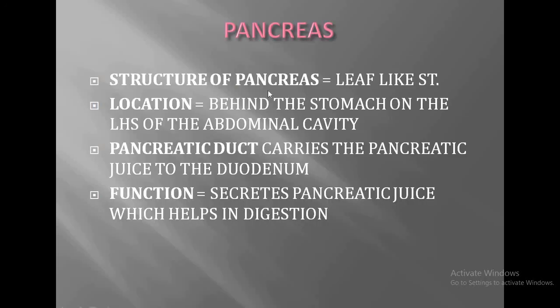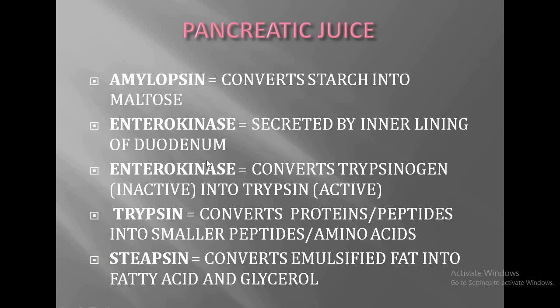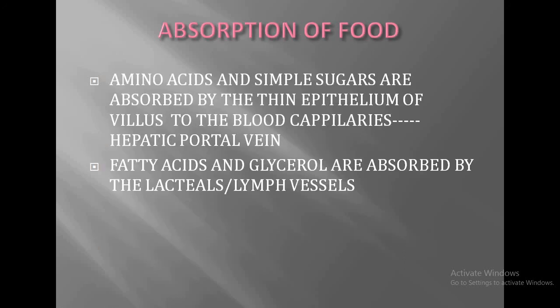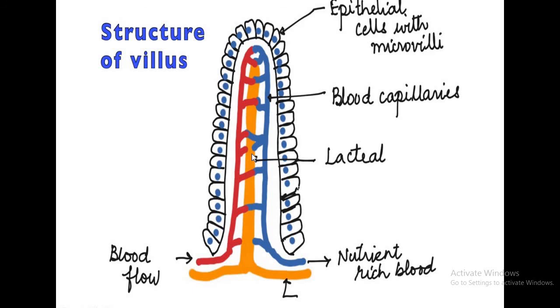Draw this diagram. Okay. Then write down the structure of pancreas and location of pancreas. What do you mean by pancreatic juice? What is the use of pancreatic duct? And what is the function of pancreas with respect to digestion? In the same manner, write down the structure of liver, location of liver and the function of liver. Write down the components of pancreatic juice and its function. In the same manner, write down the components of intestinal juice and its function.